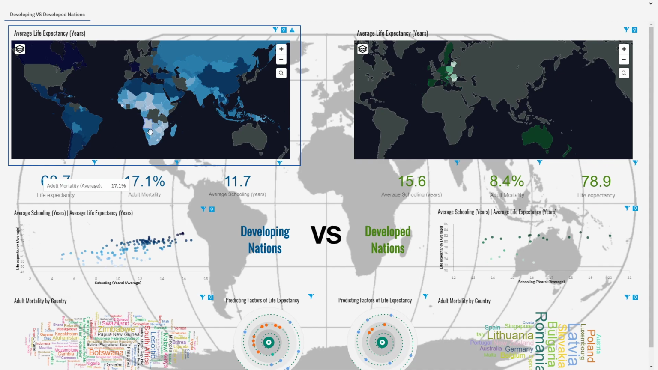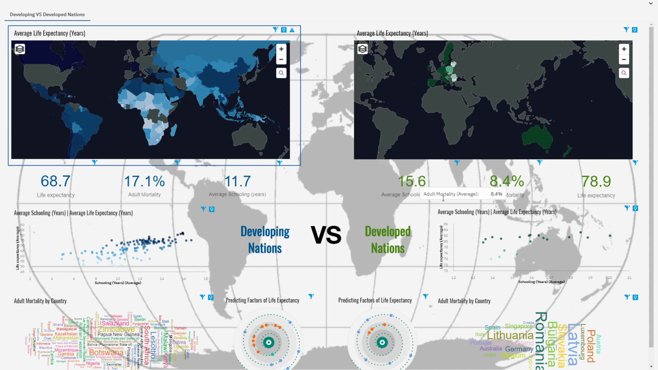So you can see it's actually much higher in developing nations. It's 17.1% here overall, as compared with your developed nations. It's actually significantly lower. It's almost split in half. That's a pretty huge, significant difference to look at.